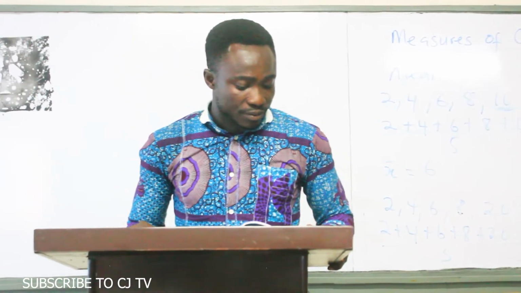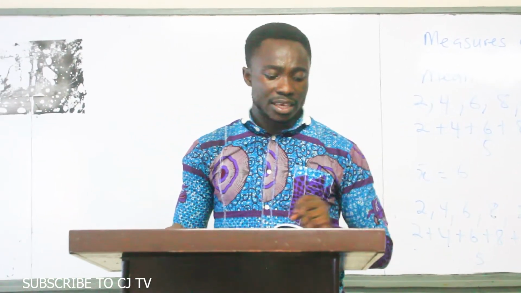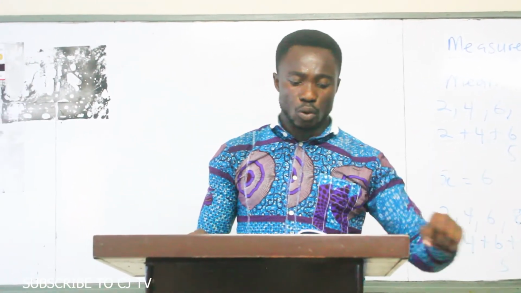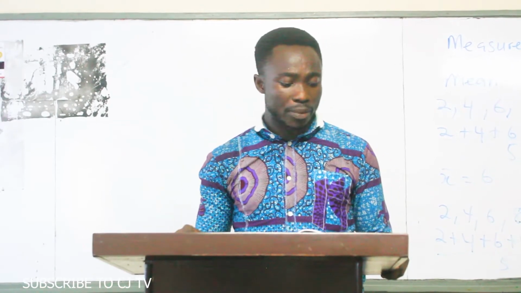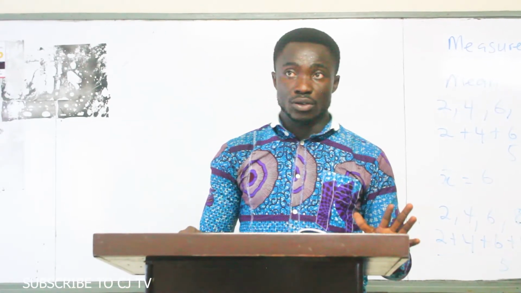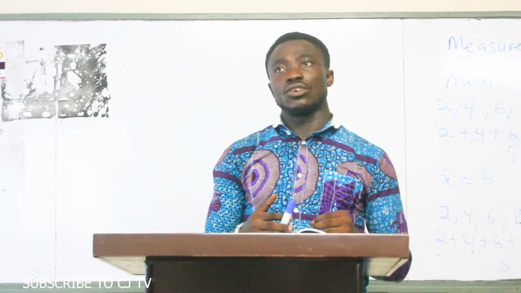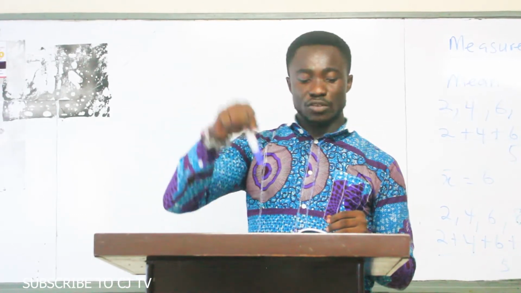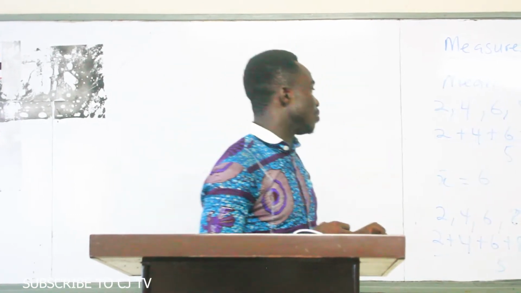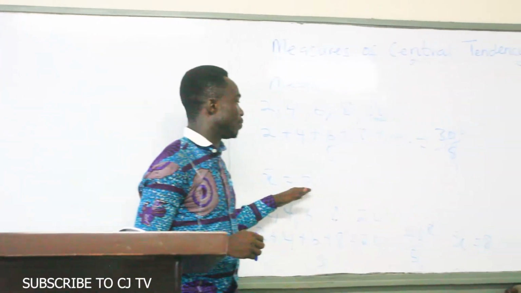Another property is, if the mean is subtracted from each individual score and the differences are summed up, the result is 0. So this talks about the mean deviation. In this case, if we get the mean of the class, let's assume this is the mean. Let's do the first example. This is the mean.